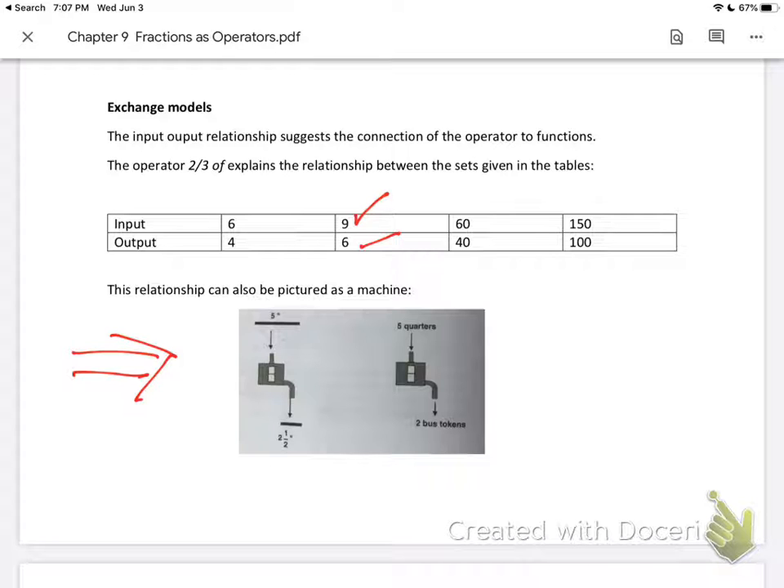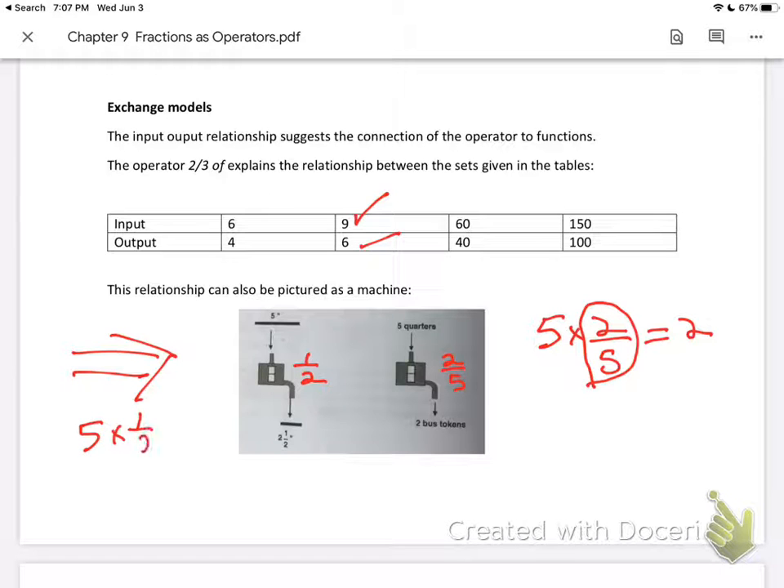So you have 5, and when it comes out, it's now 2.5. Well, so the operator must have been 1/2 in that situation. Here you had 5, and when it came out, it was 2. So the operator in that situation is 2/5. So if you do the math, 5 times 2/5 gives me 2. And that's how I know my operator is 2/5. Likewise, 5 times 1/2 gives me 5/2, which is equivalent to 2.5. So that's how I know my operator is 1/2.